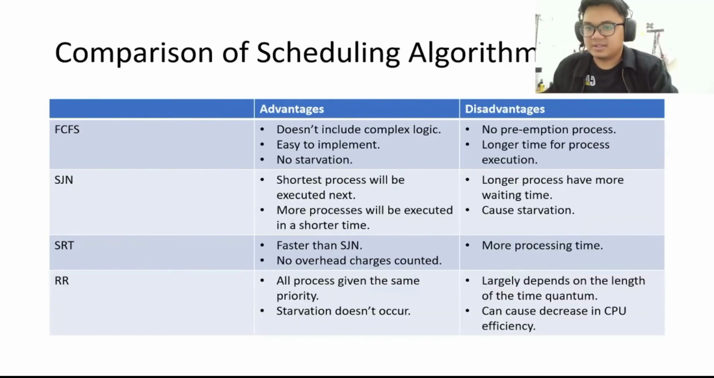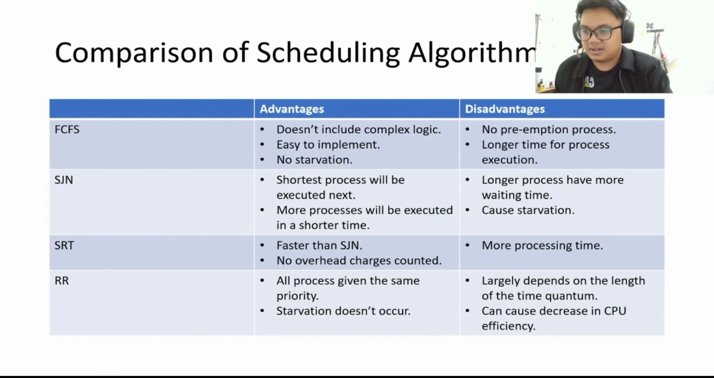Next are the advantages and disadvantages of the four algorithms. For FCFS, the advantages are that it doesn't include complex logic, is easy to implement, and has no starvation. The disadvantages are no preemption and longer process execution time. For SJN, the advantage is that the shortest process will be executed next, so more processes are executed in a shorter time. The disadvantage is that longer processes have more waiting time and can cause starvation.